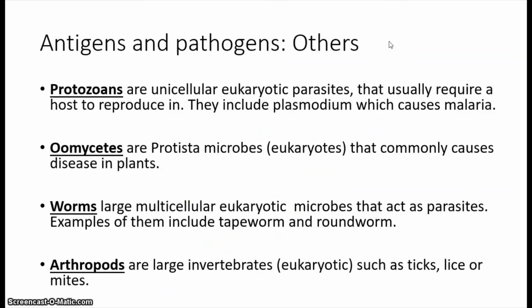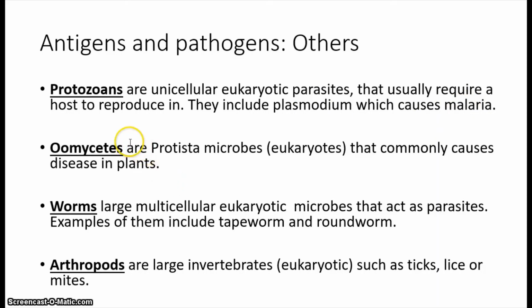Now finally, just some of the other pathogens that you might come across in some more out there exam questions, or maybe even in your textbook. We've got these protozoans. These are unicellular eukaryote parasites that usually require a host to reproduce in, being the definition of a parasite. Some of the examples that you might have heard of are Plasmodium, and this is a little parasite organism that causes the disease malaria that I'm sure many of you have heard of before.